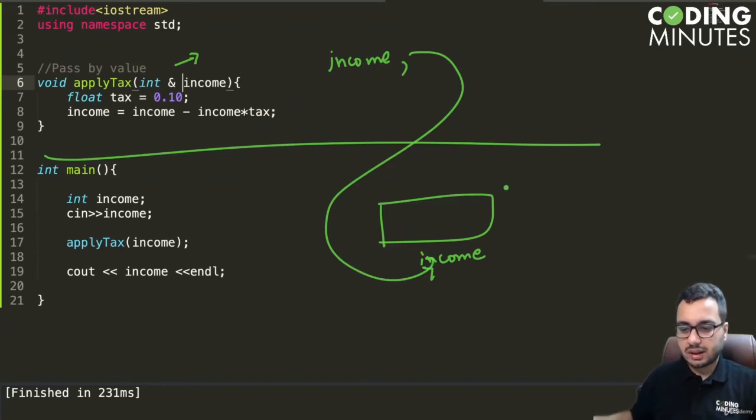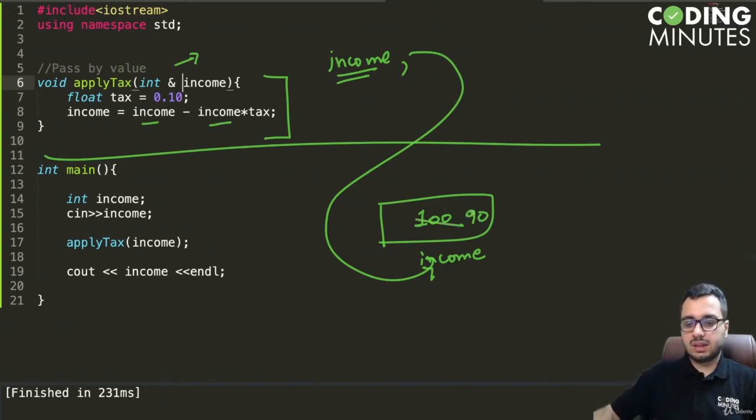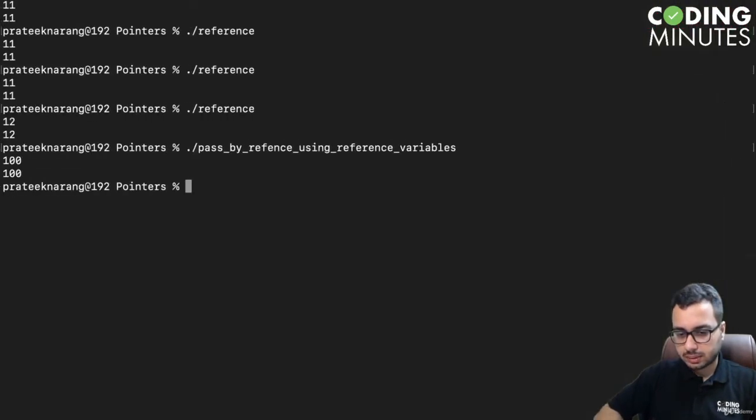So it has a different scope. This income has a different scope, it exists inside this function, but the memory location that is there, it is shared with the other function. So if I now change income here, then it is going to change the income here as well. So this will become, let's say, 90, and let us see how this is going to work.